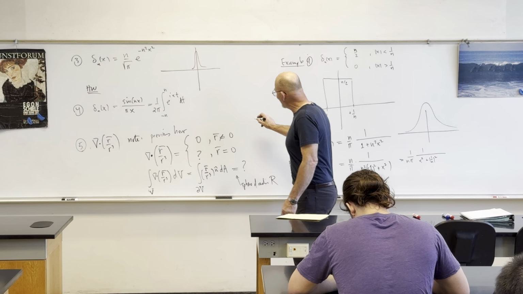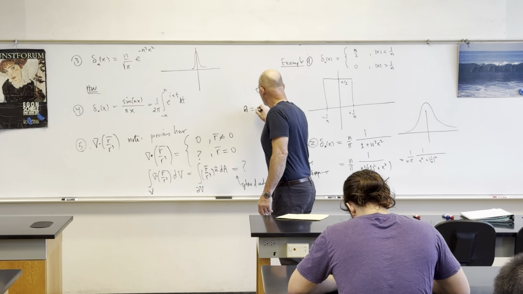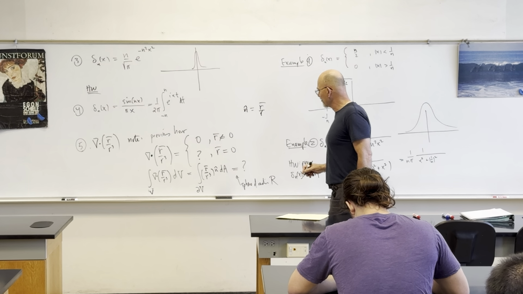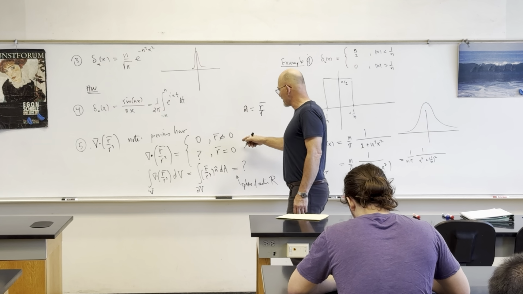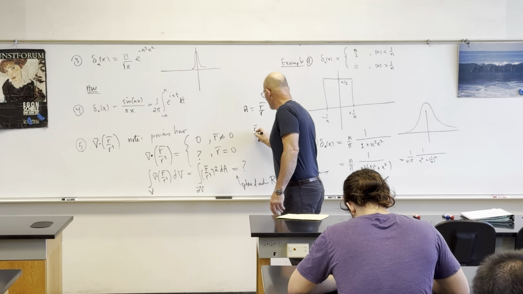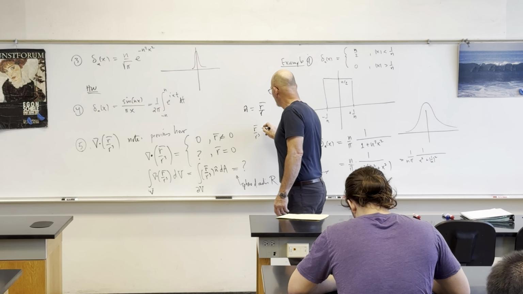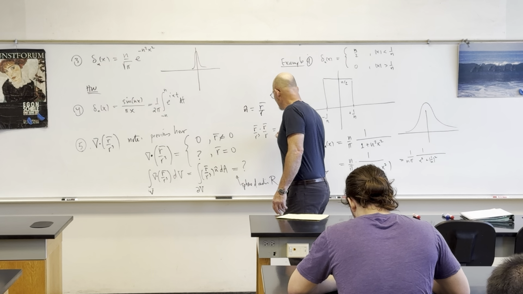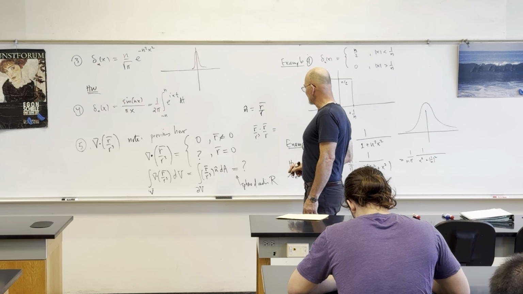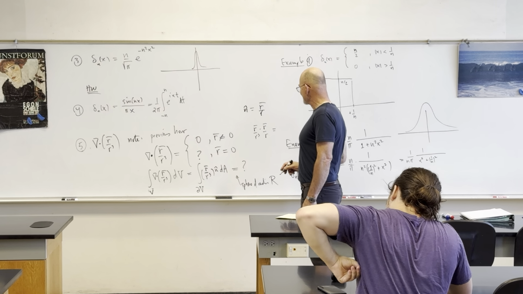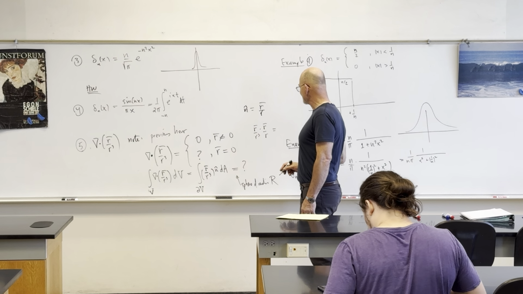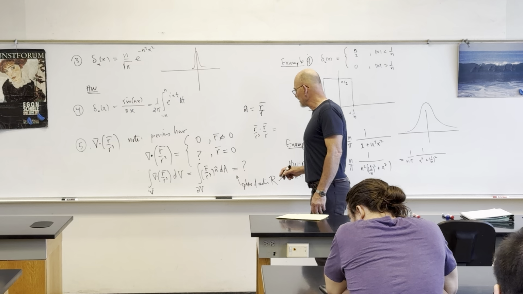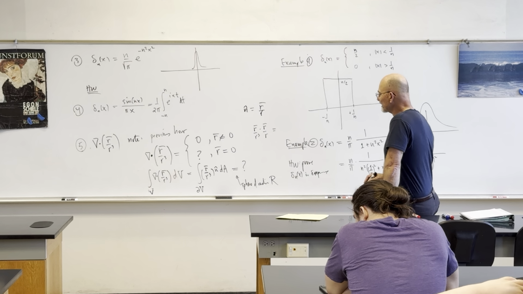Because that n hat is itself just r divided by r. Vector r divided by magnitude. So you have vector r over r cubed, vector r divided by r, and take it from there.